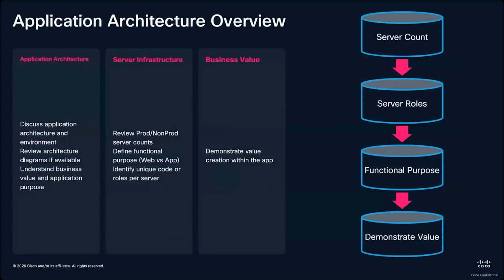Let's discuss how many servers you have in production and non-production environments. What roles do these servers play? For example, are some web servers and some application servers? Do they run unique code? If you have architecture diagrams, this is where we would want to see them.